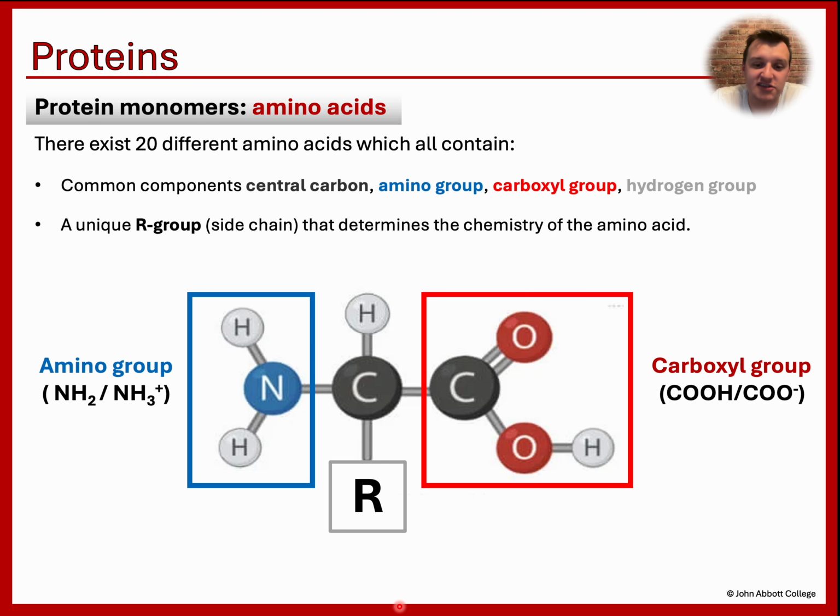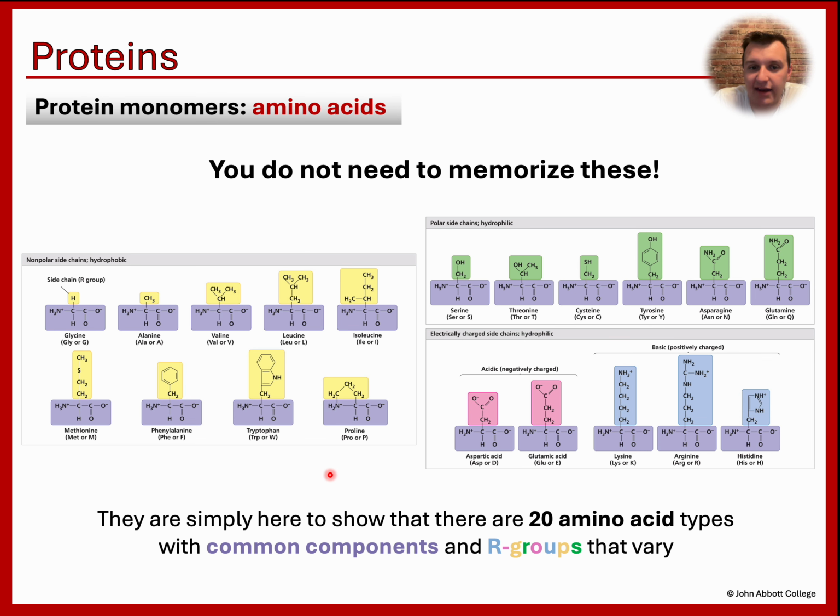So some chain over here will come in the R place. And you do not need to memorize these. I want to make you understand the concept. What they are simply showing here is that there are 20 different types of amino acids.